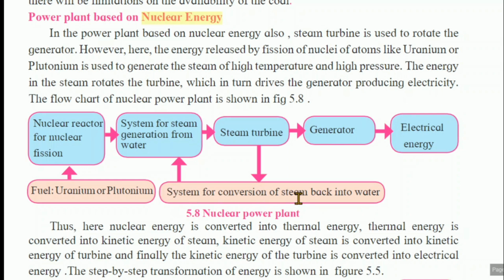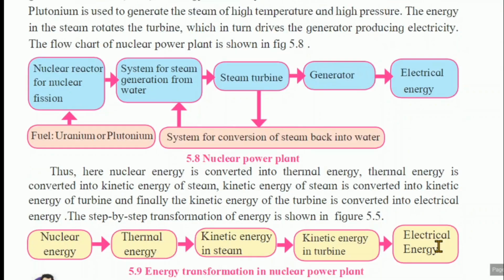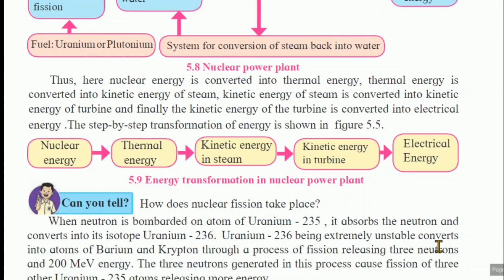Here also there is a system for conversion of steam back into water, the condensation process. Cooling towers are there, and through this tower the steam is cooled, which again converts into water, and that water is again sent to the boiler for boiling, that is, the formation of steam. So here nuclear energy is converted into thermal energy. Thermal energy is converted into kinetic energy of steam. Kinetic energy of steam is converted into kinetic energy of the turbine, and finally kinetic energy is converted into electrical energy.